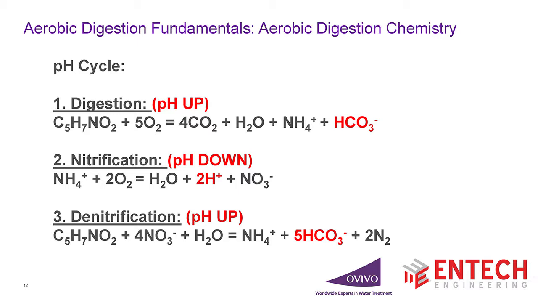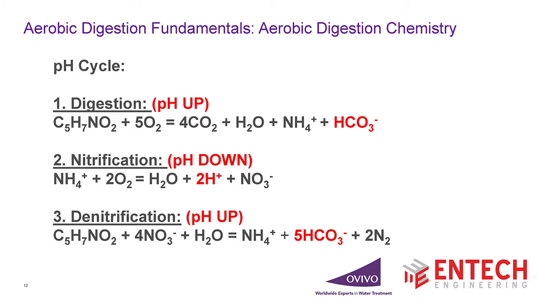Because the reactions that are going on here produce and consume buffering capacity, produce alkalinity, and produce acidity, we can actually, if we wish, use pH as an indicator of where we're at. Digestion produces alkalinity, 1 unit. Nitrification produces acidity, 2 units, denitrification produces 1 unit of alkalinity.